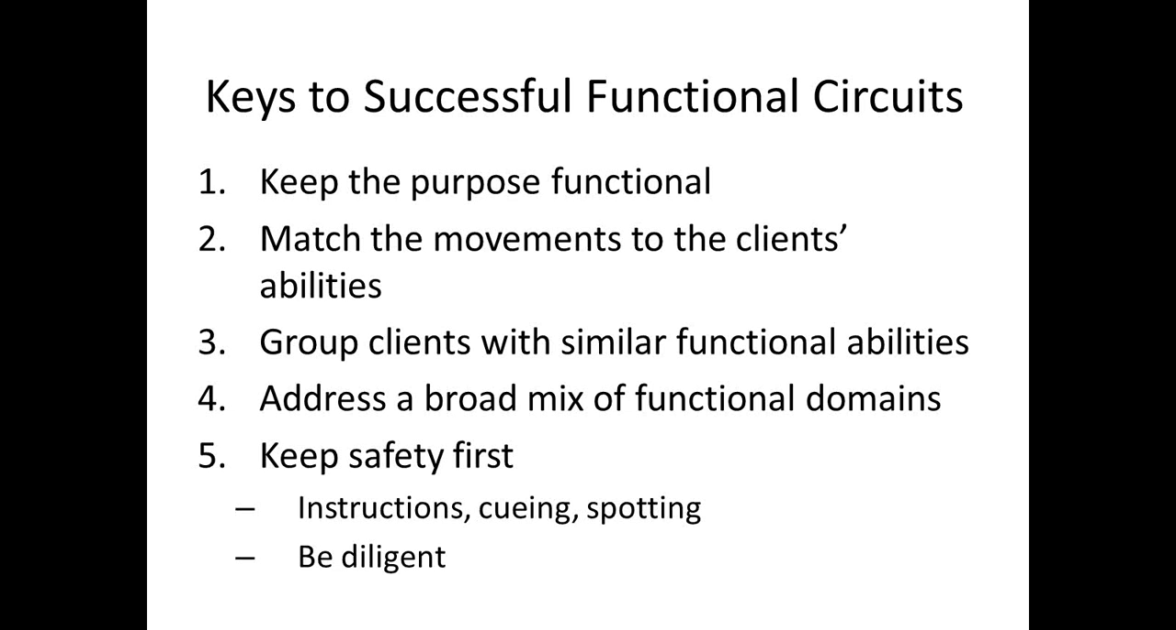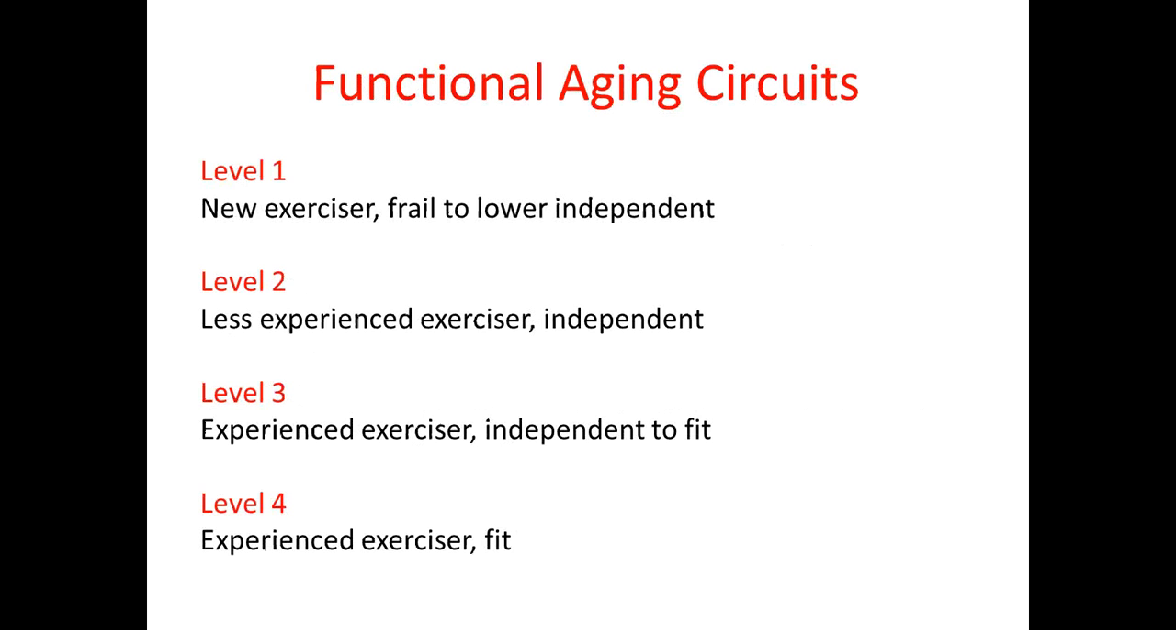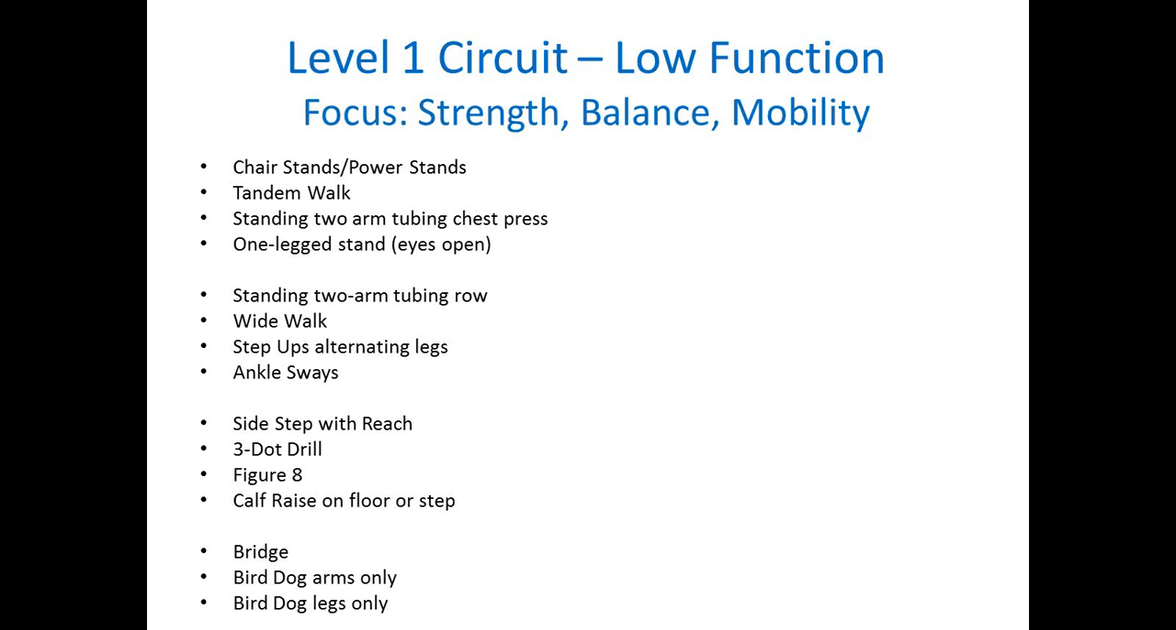So let's look at some of these functional circuits. Again, these can be applied in groups, or they can be applied one-on-one. We're going to quickly run through 4 different levels of circuits, with level 1 being the lower independent, or maybe frail individual, and then up to level 4, which would be a more fit individual. And just look at some of the changes that occur in the exercises themselves. If you're working with somebody that's lower functioning, then basic strength and power, basic mobility, basic balance, these are all things that we want to focus on.